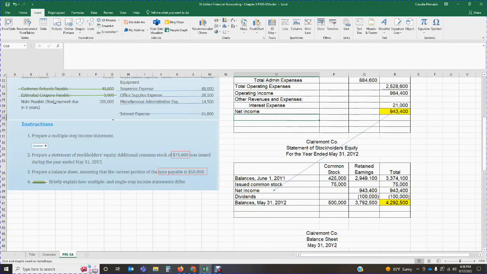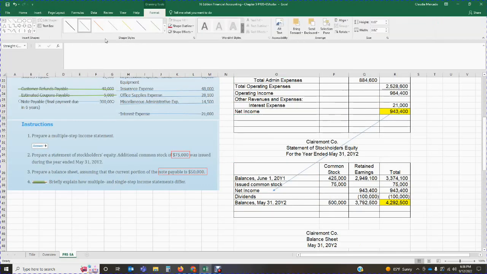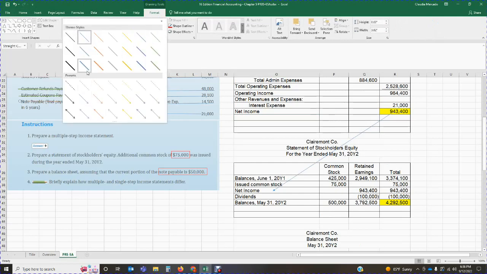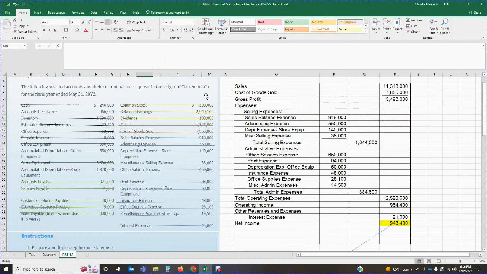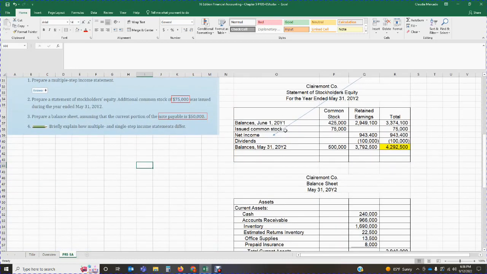So I've already used that 300,000. I've already used up all of my assets. I've used up all of my numbers. So that means that the information from my balance sheet for my stockholders' equity section is not coming from here. Where is it coming from? It's coming from your statement of stockholders' equity section.